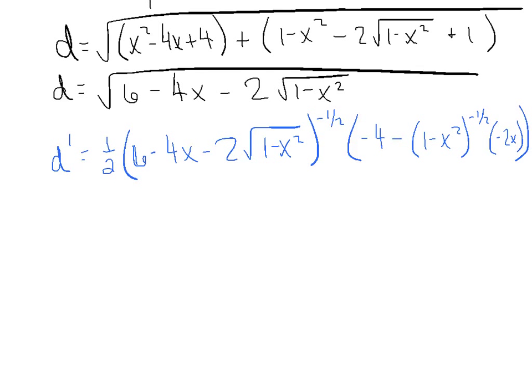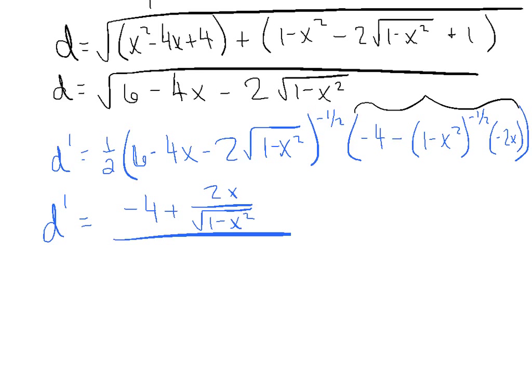All right. To clean this up just a little bit before I set it equal to 0, I think basically this entire expression here is going to be my numerator. So I've got, let's see, negative 4 plus 2x over radical 1 minus x squared. And that's all divided by the 2. Okay, this 2 right here went on the bottom. And then I've got a long radical, 6 minus 4x minus 2 radical 1 minus x squared. Okay, pretty disgusting, huh? Well, we're going to set that derivative equal to 0.